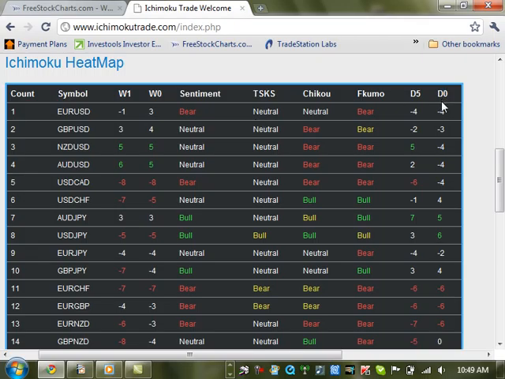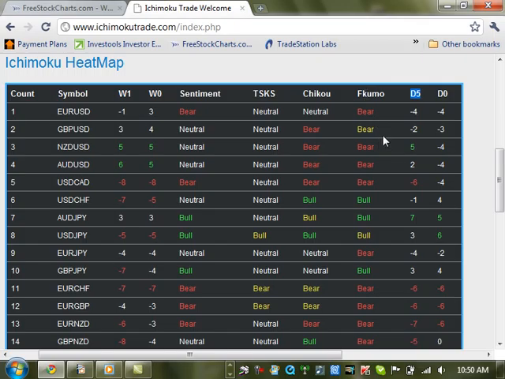Basically, the heat map ratings for the daily time frame are listed here under D0. The weekly heat map ratings are here under W0. W1 means this is the weekly rating for the heat map last week, and W5 is the heat map rating for the daily time frame a week ago. The sentiment, the TS, the Shikal, the Kumo are basically for the daily time frame.